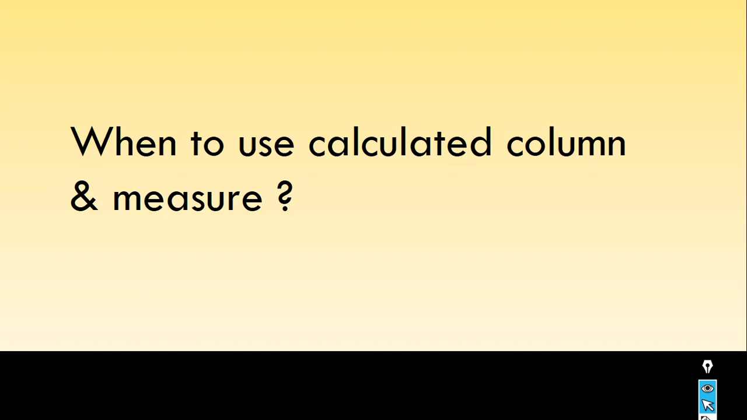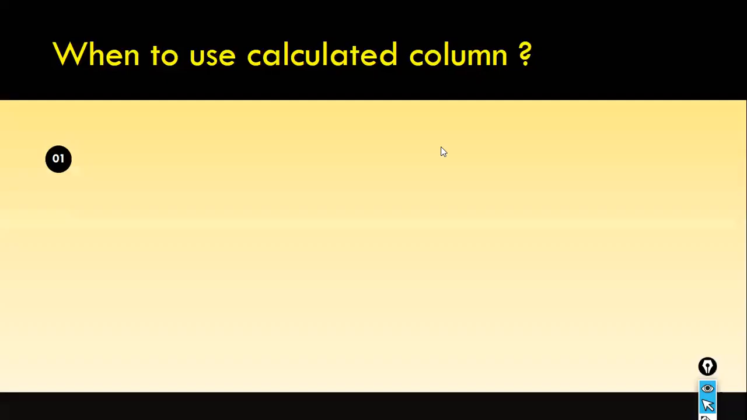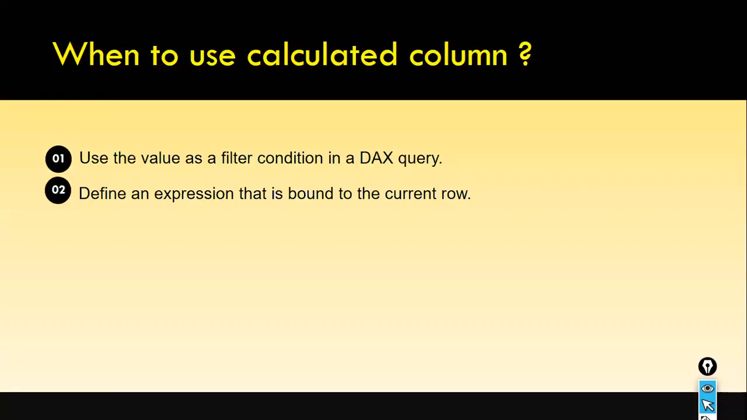Based on some column, I wanted to apply the filter to my visuals. In that case, you will have to have a calculated column. If the existing columns are not helpful to do the slicing, then you need to create a new column, a derived column based on the existing column. So in that case, you can go for the calculated column.